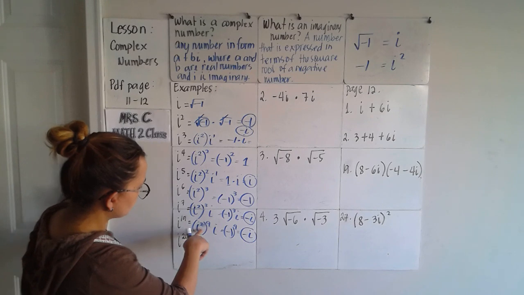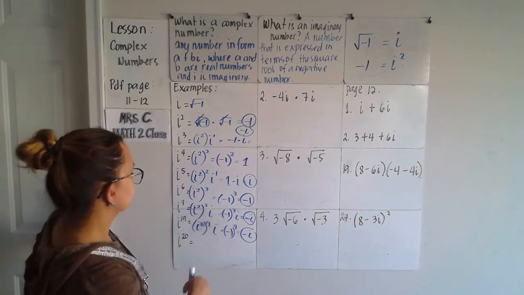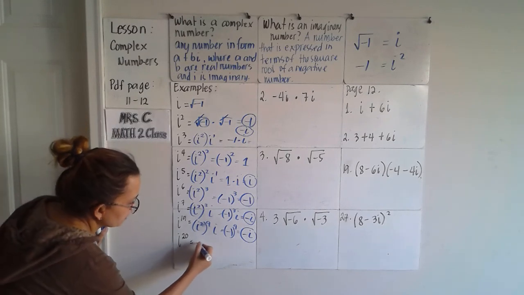9 times 2 is 18. Negative 1 times 9 will be negative 1, negative 18. Yep. All right. Next, number 20.